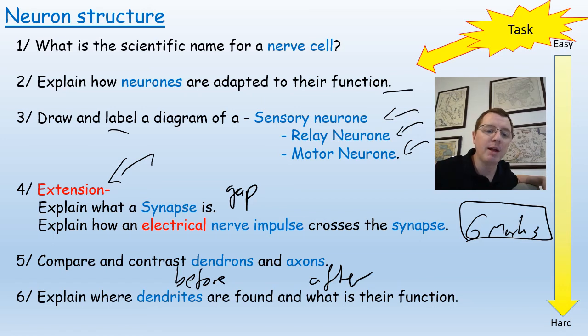So explain where dendrites are and what's their function. So dendrites are found in the motor neuron, and dendrites connect the motor neuron to many different relay neurons so that a motor neuron can be stimulated from lots of different relay neurons and lots of different receptor cells sending different messages from different parts of the body.